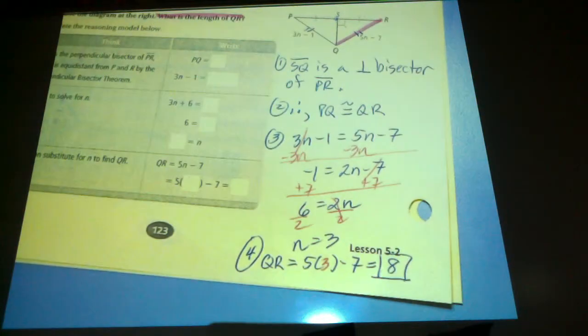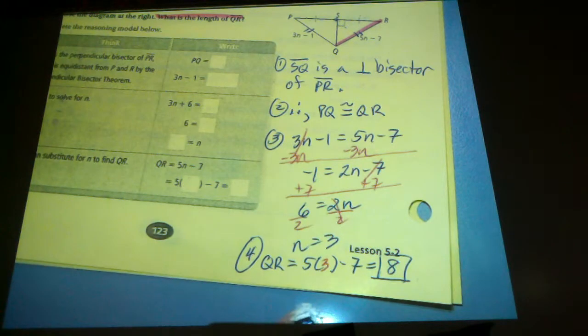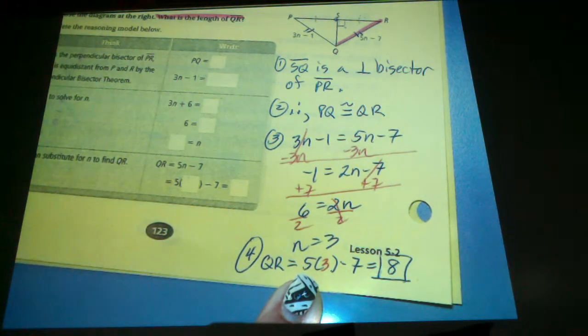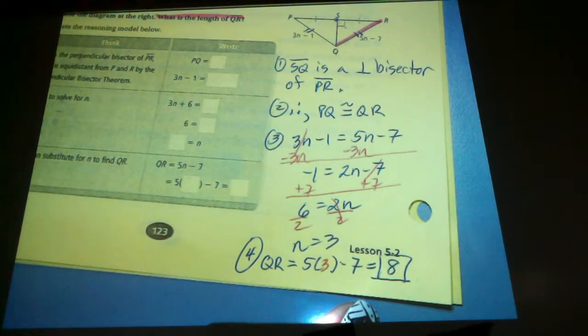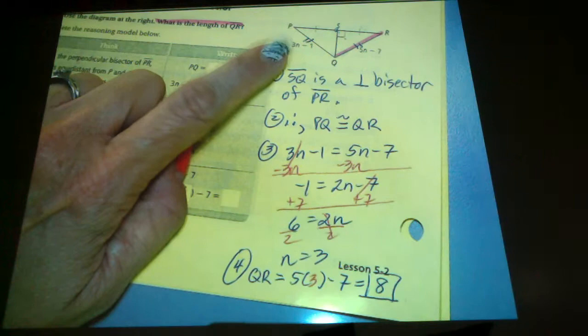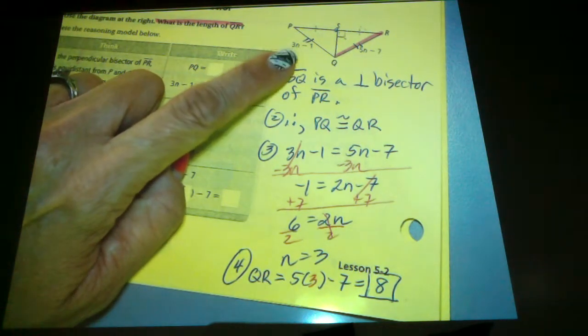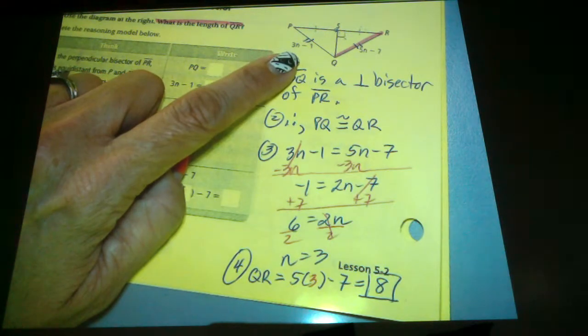The value of n is 3, but that's not the answer. You then have to plug that into what QR is, and QR is 5n minus 7, so 15 minus 7 is 8. So if that has a distance of 8, then this has a distance of 8, and you can easily check. If I put 3 in for n here, does that also have a distance of 8? Yes, so that's a good way to check your answer, especially on a test.